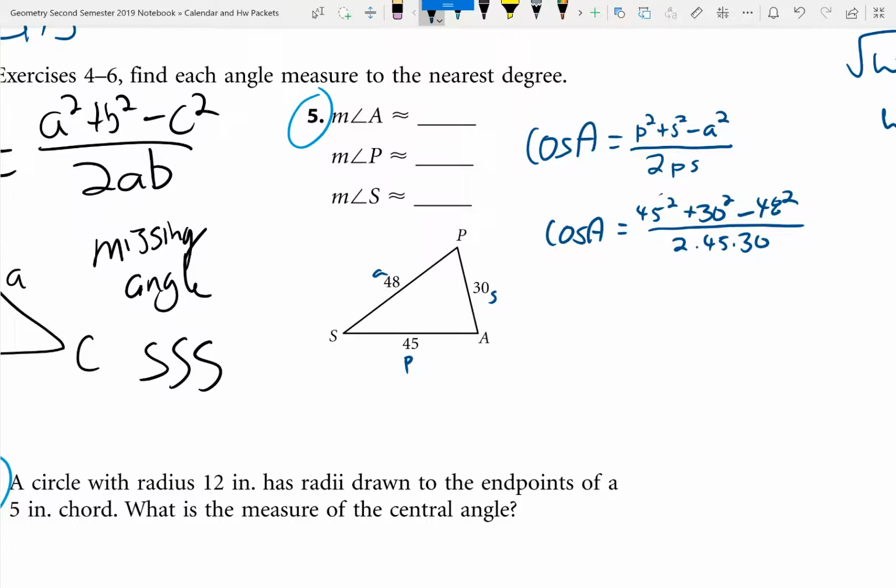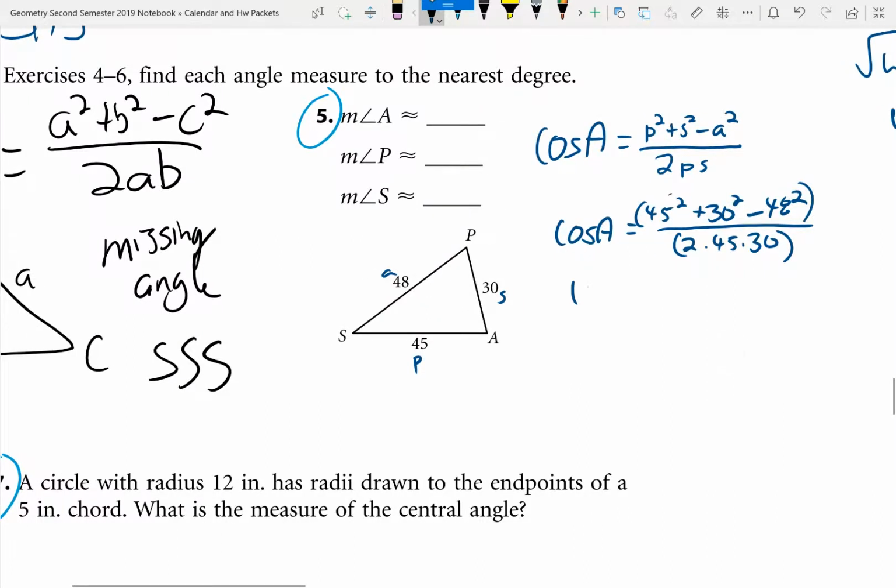So 45 squared plus 30 squared minus 48 squared. Make sure to put the top in parentheses when you're putting it in your calculator, and the bottom as well. Then divide that by 2 times 45 times 30. Okay, so cosine A equals 0.23.